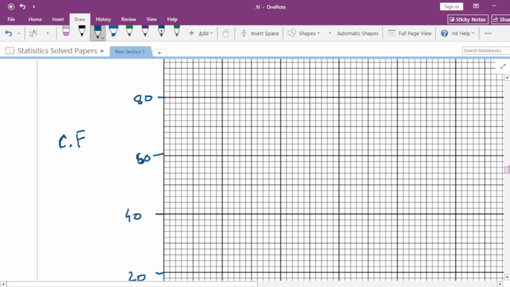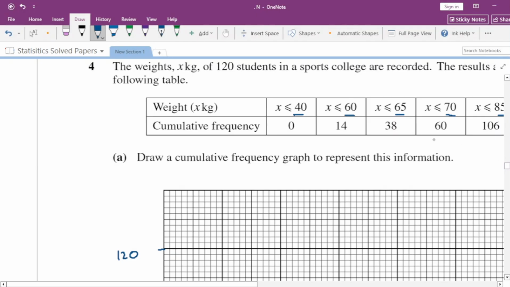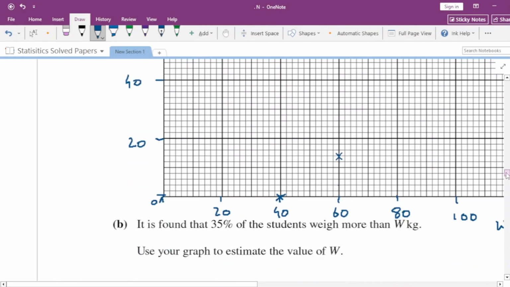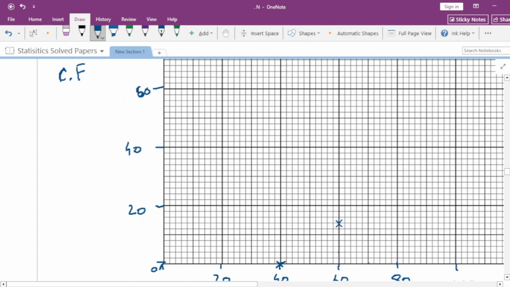All right. Next, we want 38 on 65. So the middle value over here would be 70, which means 65 lies in this center. And we want 38. So this is 20, the middle value would be 30, and we have 32, 34, 36, 38. And this will be our value, 38.